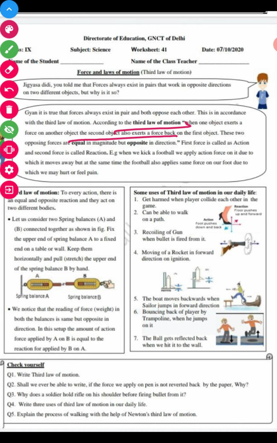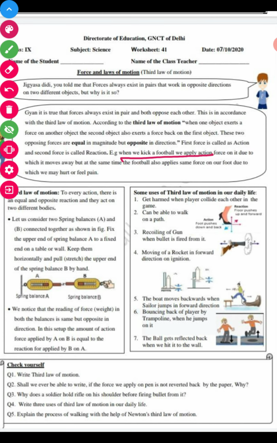And according to the third law of motion, what does it mean? Action and reaction are equal and in opposite direction. So these two opposite forces are equal and opposite in direction. So the first force is called action and the second is called reaction.